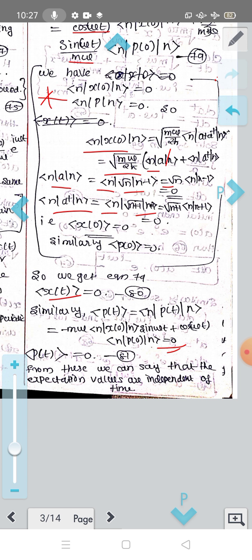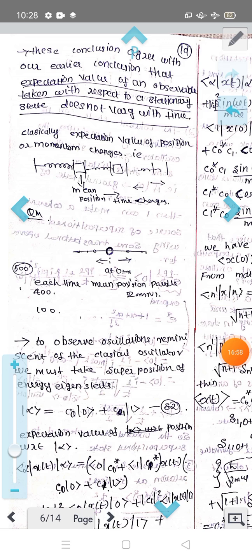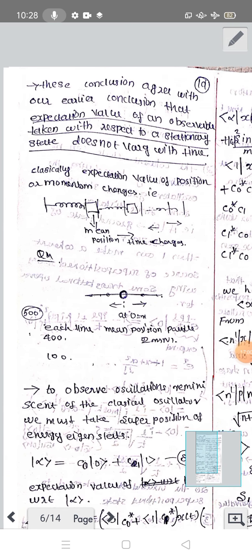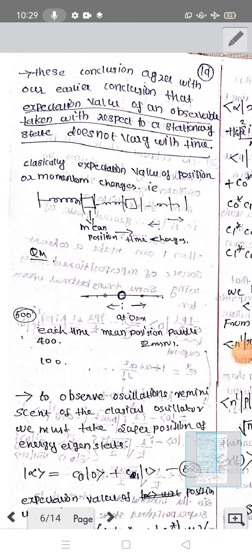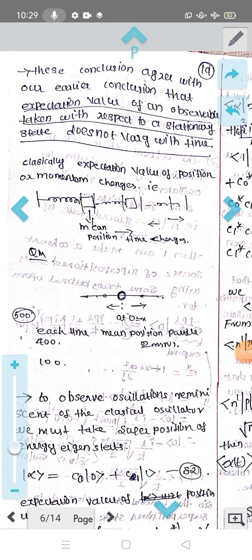So the number operator n is independent of time. Also the expectation values of position and momentum operators are independent of time. So these conclusions agree with our earlier conclusion that the expectation value of an observable taken with respect to a stationary state does not vary with time. Classically the expectation values of position and momentum change, but quantum mechanically we showed that the expectation values do not change with time.